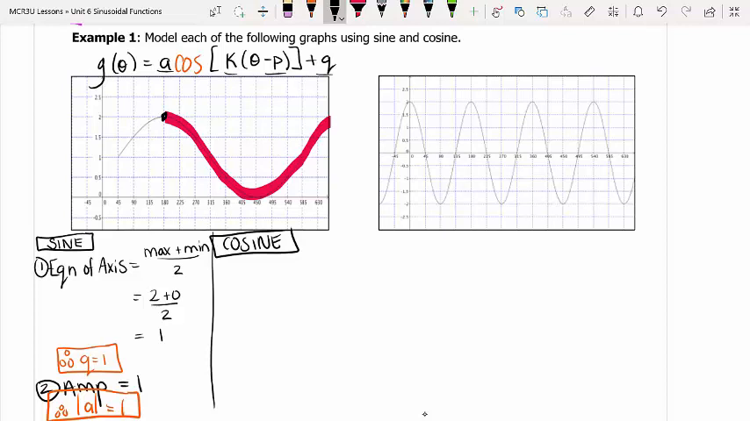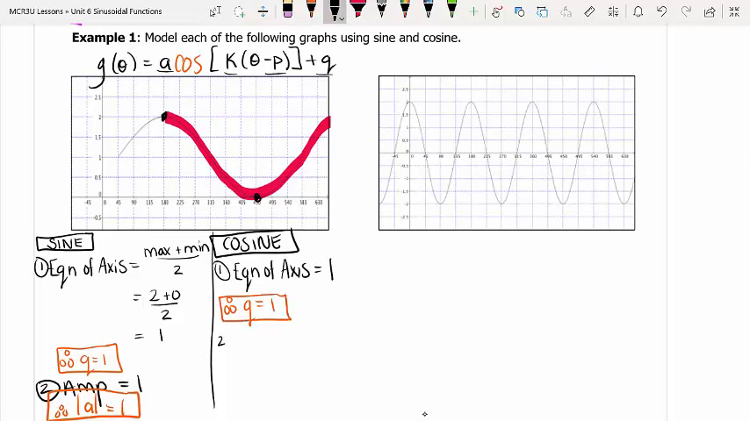So first, let's find the equation of the axis for cosine. So it's going to be the maximum value, which is 2, plus the minimum value, which is 0, divided by 2. So it's going to be the same equation of the axis as before. Okay, so we can conclude that therefore the Q value is going to be 1 for this cosine function.